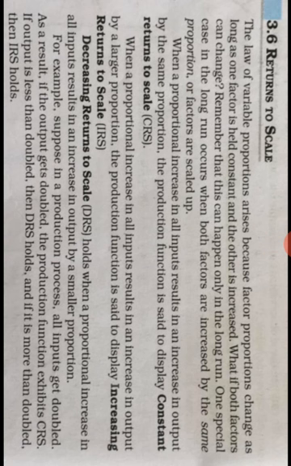The law of variable proportion arises because of factor proportion changes, as long as one factor is held constant and the other is increased. So this concept comes because there will be changes in the proportion of what? The factors, meaning the inputs which we are using. There are variable factors and fixed factors. So when there are changes in the variable factor and fixed factor which we are using as input, there will be changes in the output also.